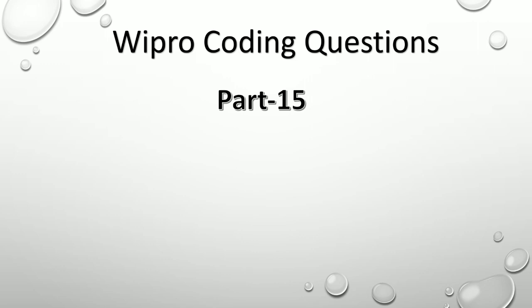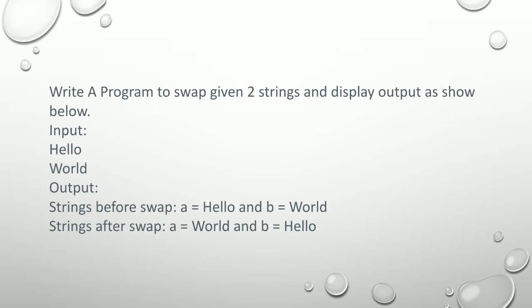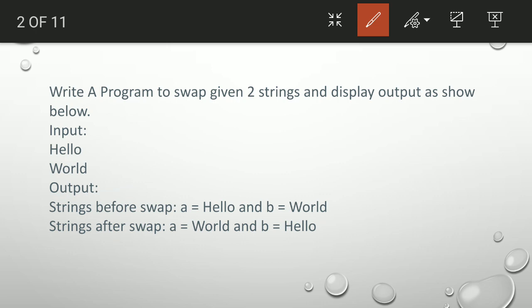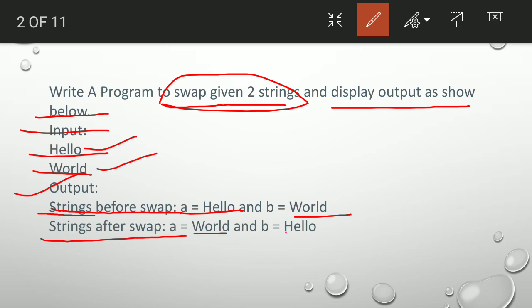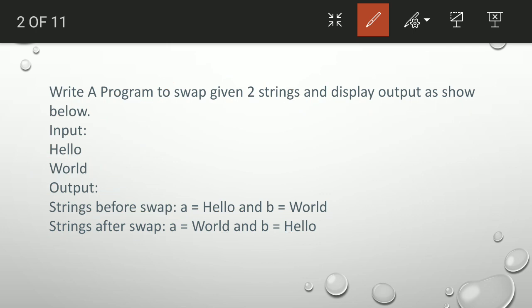So let's begin. Our first question is we need to write a program to swap given two strings. So what is the question? We need to swap the given two strings. Two strings are given, these are the inputs, and display the output as shown below. So input we have given the two strings, we need to swap those two strings. What will be the output? String before swap is hello world and strings after swap is world hello. So we need to swap that one and we need to print the output in this same format.